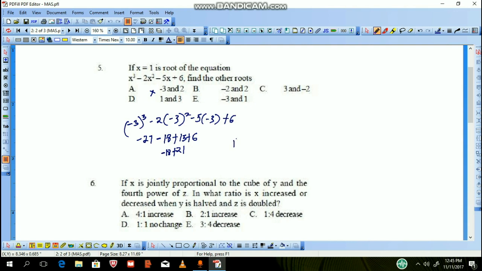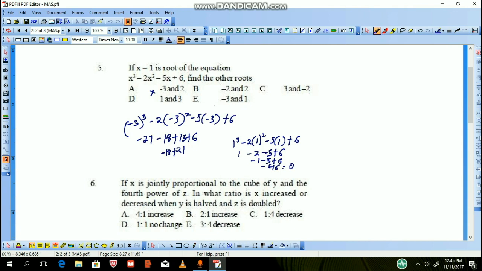1 to the 3 minus 2 bracket 1 to the 2 minus 5 bracket 1 plus 6. Then we have, this will be 1, this will be negative 2, this will be negative 5, this will be 6. So 1 minus this, that will be minus 1, minus 5 plus 6. This will be minus 6 plus 6, which will result to 0. So it implies that 1 is a factor.